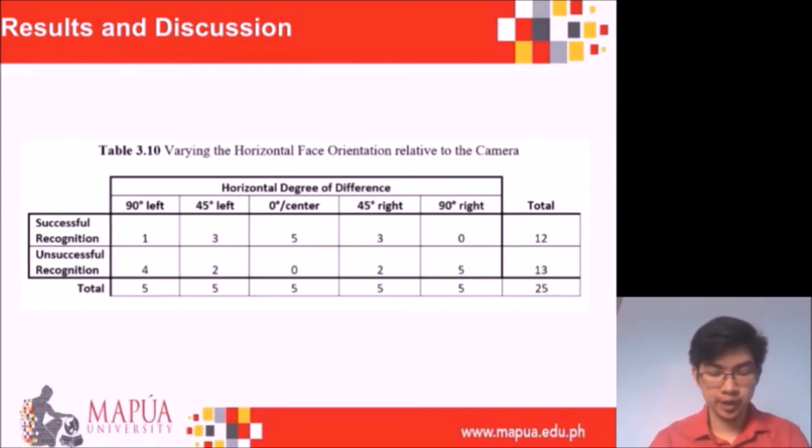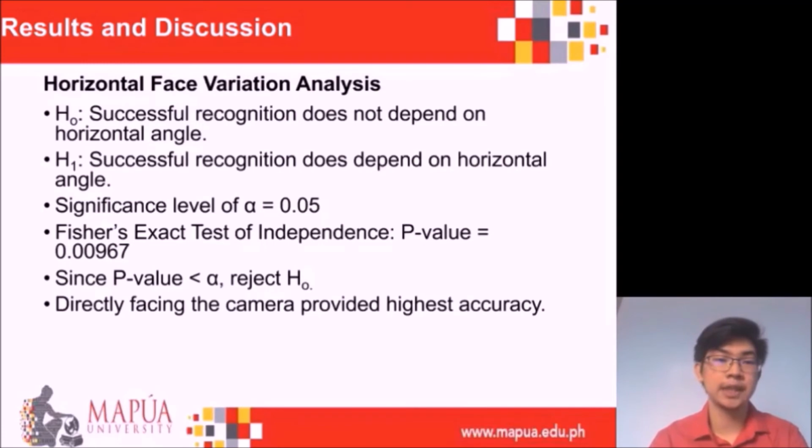Now for the varying face orientation, first we consider the horizontal aspect. Our gathered data consists of 5 different participants through 5 different trials, again categorized into successful and unsuccessful recognition. The null hypothesis of the analysis is that successful recognition does not depend on horizontal angle, while the alternative is that it does depend on it. Significance level of 0.05 and a p-value of 0.00967 was acquired. Now, since the p-value is less than the significance level, we can reject the null hypothesis. From this, we can conclude that directly facing the camera provided the highest accuracy.